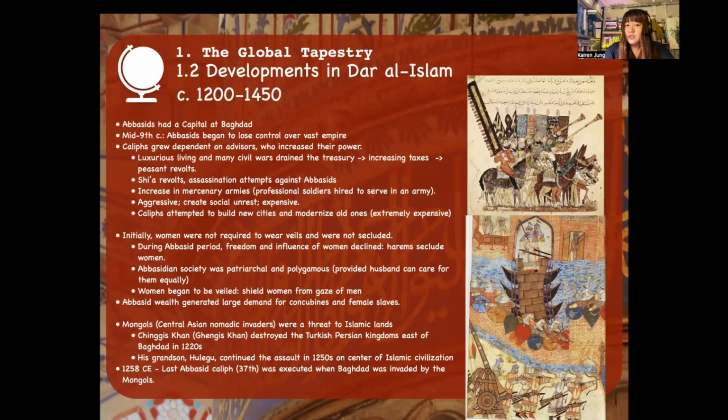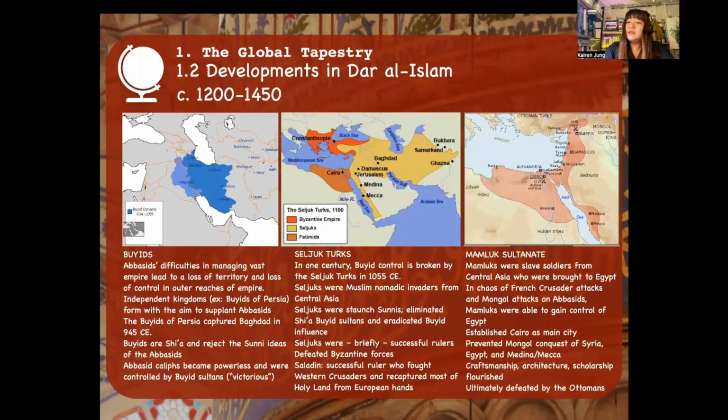Let's look at the Buyids, the Seljuk Turks, and the Mamluk Sultanate in a little bit more depth. As you can see, they're mostly centered around Anatolia and the Arabic Peninsula. Well, the Buyids were from Persia, which is present-day Iran, and the Buyids of Persia captured Baghdad in 945 CE. They were Shia, by the way. They rejected the Sunni ideas of the Abbasids, and the Abbasid caliphs essentially became powerless. They were controlled by Buyid sultans, and sultan means victorious in Persian, so you had that tension going on after 900 CE. But within a century, the Seljuk Turks broke Buyid control in 1055 CE.